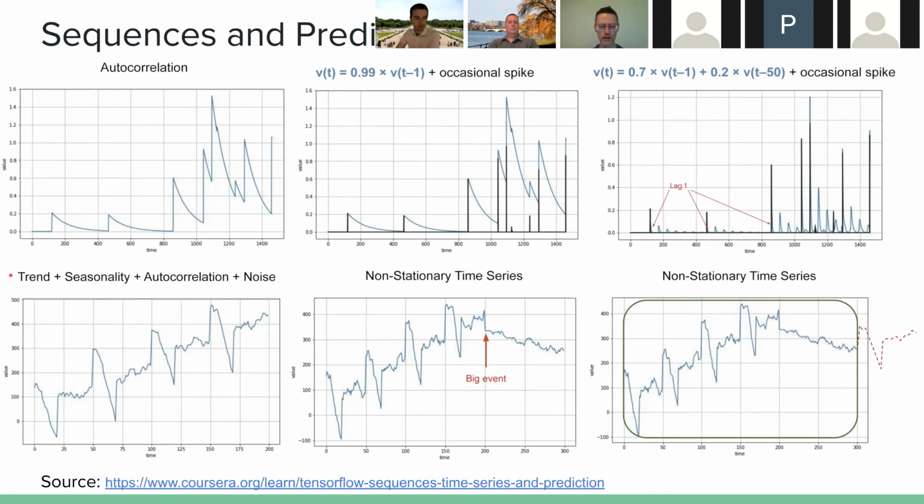Yep, you're right, because the average value changes over time. So yeah, the trend breaks the stationary part, correct.